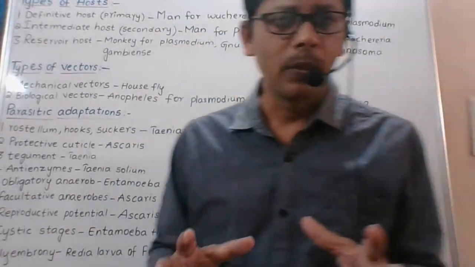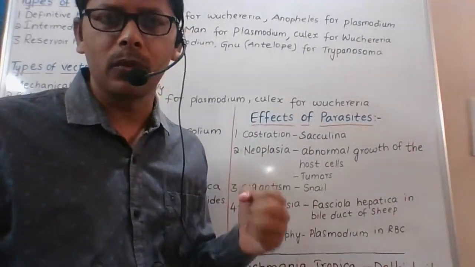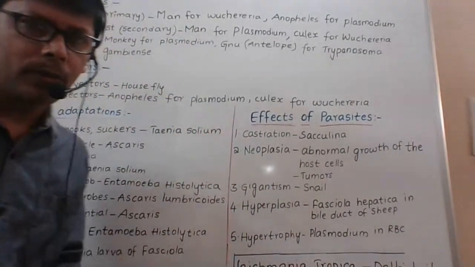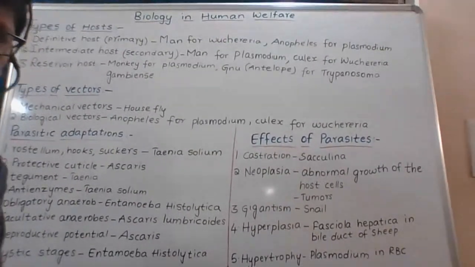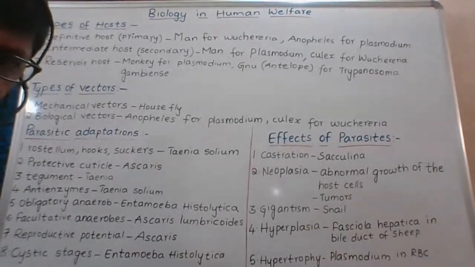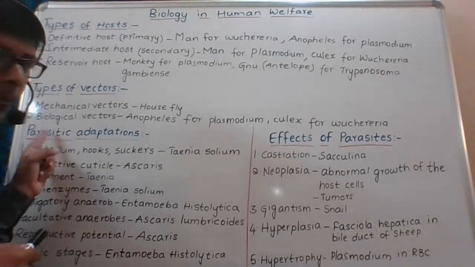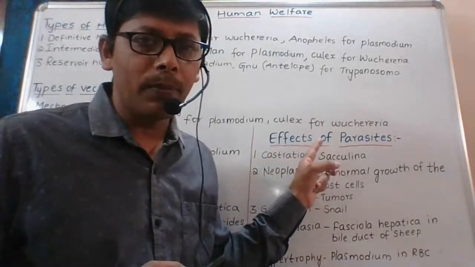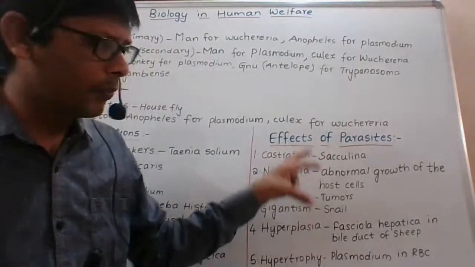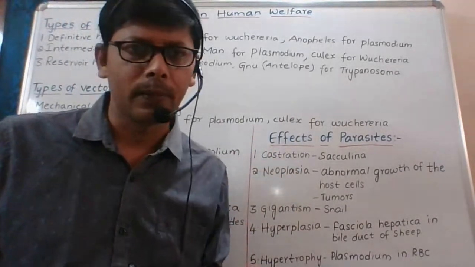Today, in today's class, the main objective is to learn the types of host. Then types of vectors. After that, parasitic adaptations. Then what are the effects of parasites? These are very important from the IP point of view. This is one 4 marks question, and for 2 marks, parasitic castration is very important.